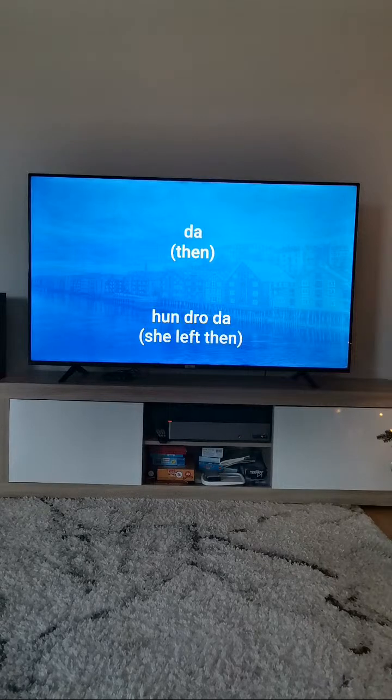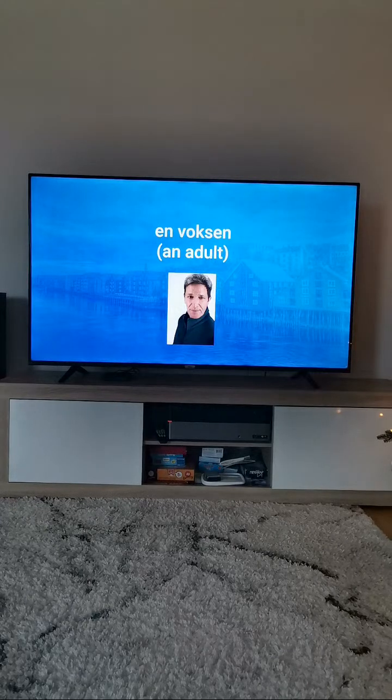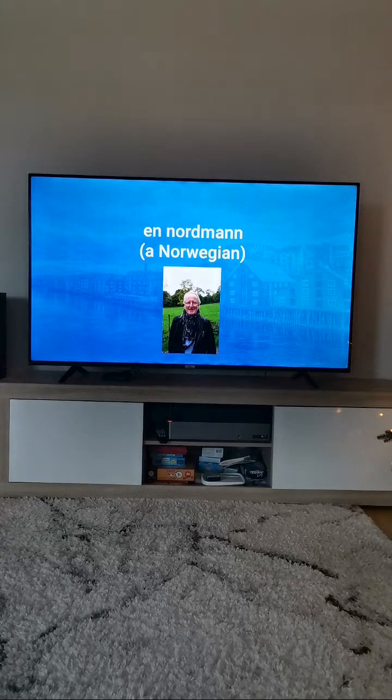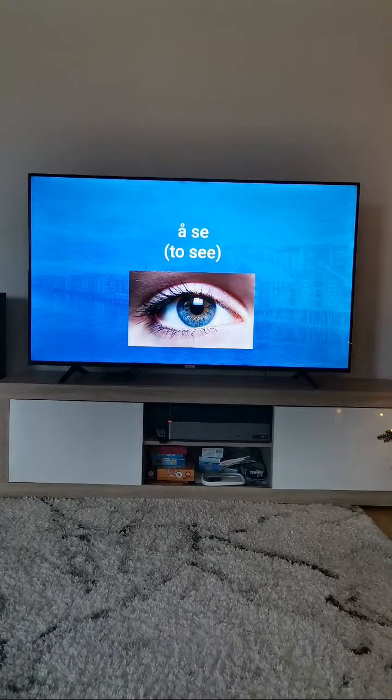As in she left then would be hun dro da. Adult is voksen. To stand is å stå. A Norwegian person is en nordmann. To is til. To see is å se.